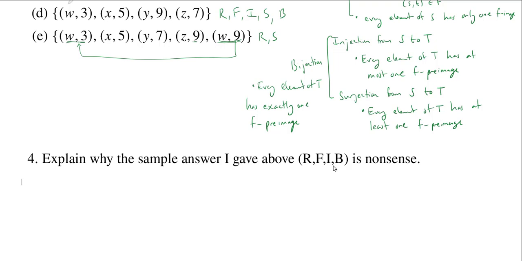So why is this nonsense? Well, this is nonsense because every bijection is a surjection. So I cannot possibly write B without also writing S. Okay, so there we go.